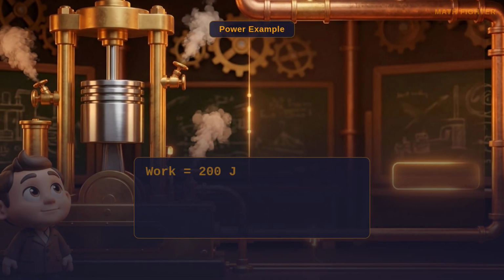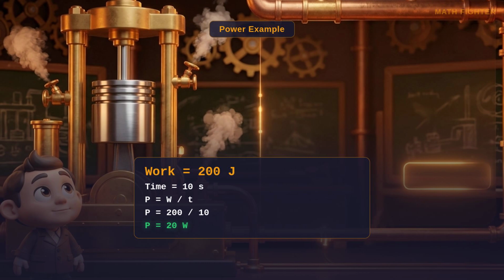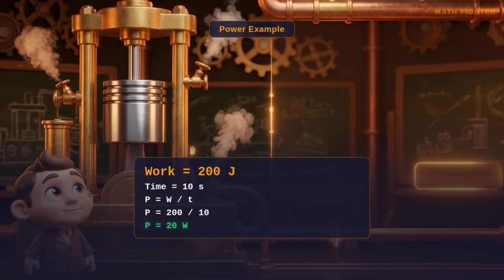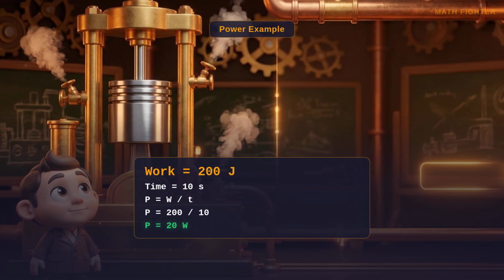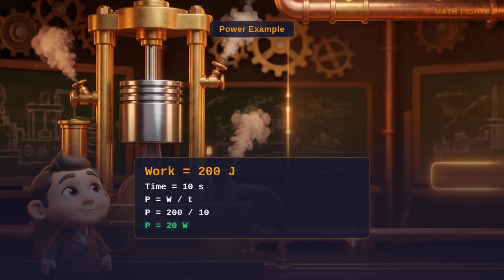Let's try it. A factory machine does 200 joules of work in 10 seconds. What's its power? We take the formula. P equals W divided by T. Plug in the numbers. 200 divided by 10 equals 20 watts. Nice and easy.